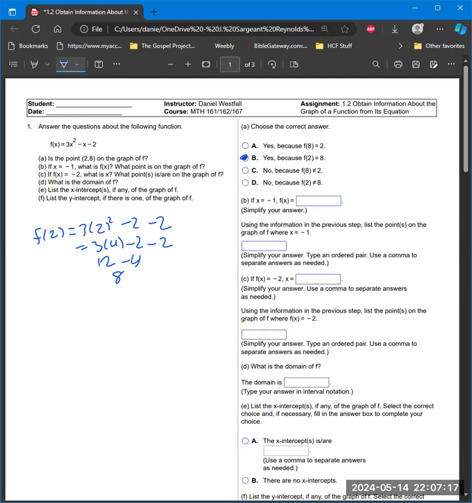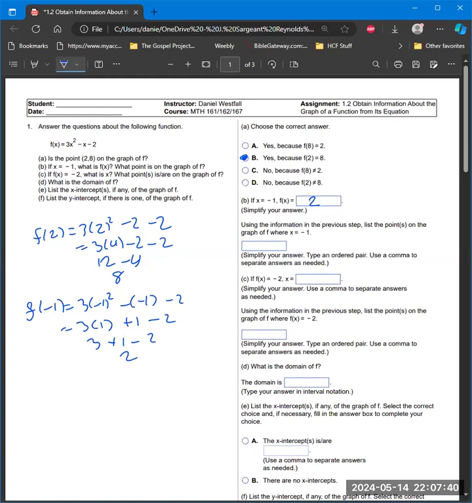If x equals -1, what is f of x? f of -1 is 3 times -1 squared minus -1 minus 2. That's 3 times 1 plus 1 minus 2, which is 3 plus 1 minus 2, which is 4 minus 2, which is 2.